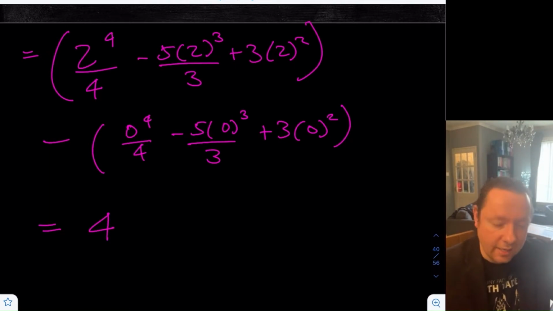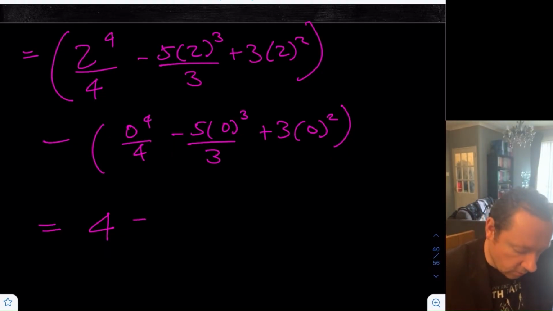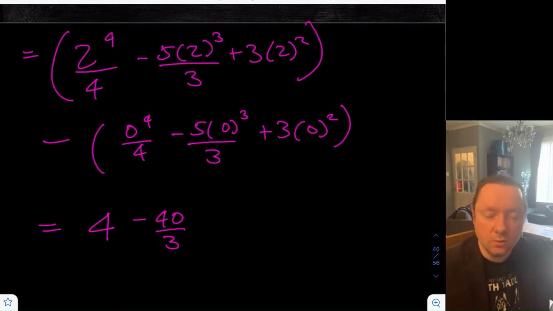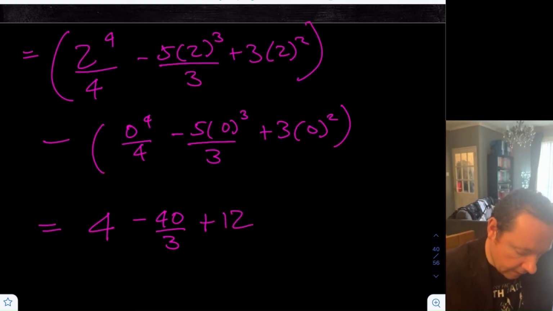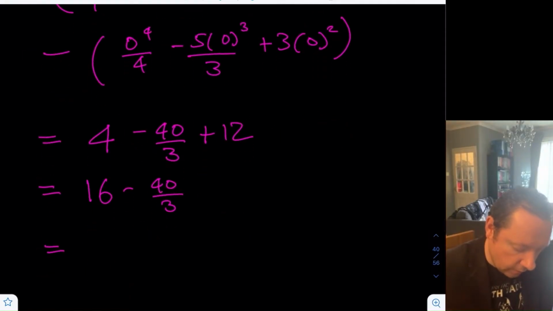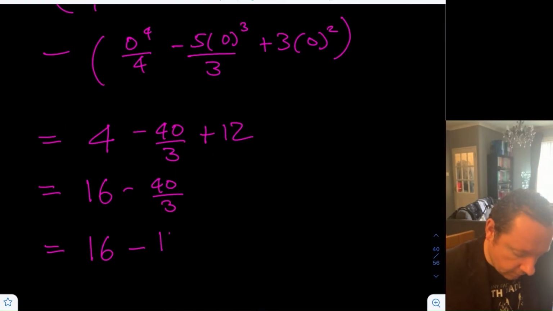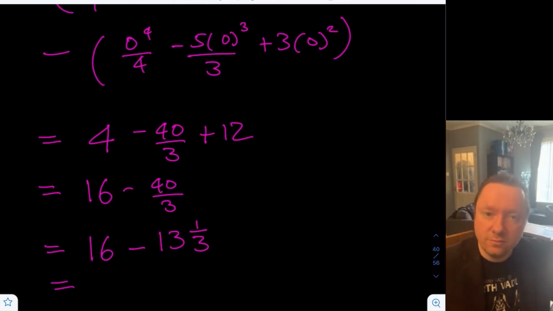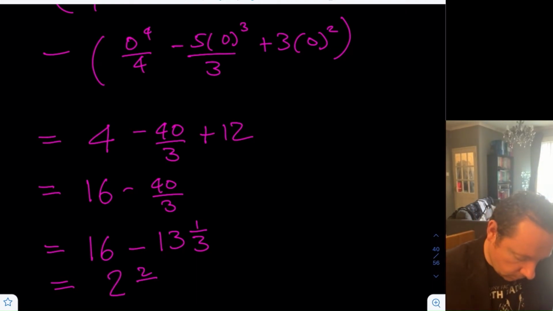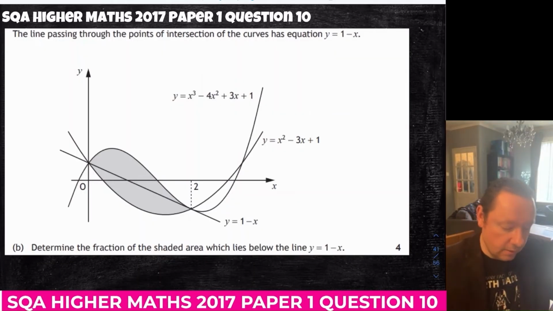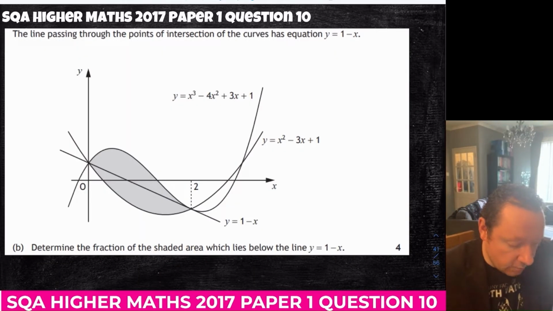Second term, 2 cubed is 8. 8 5s is 40. So we get minus 40 over 3. And 2 squared is 4 times 3 is 12. Tidying that up, we get 16 minus 40 over 3. Non-calculator, easiest way to deal with that is mixed numbers, I would say, because 3 times 13 is 39, so minus 13 and a third. 16 minus 13 is 3, minus an extra third is 2 2/3. And we're done there.